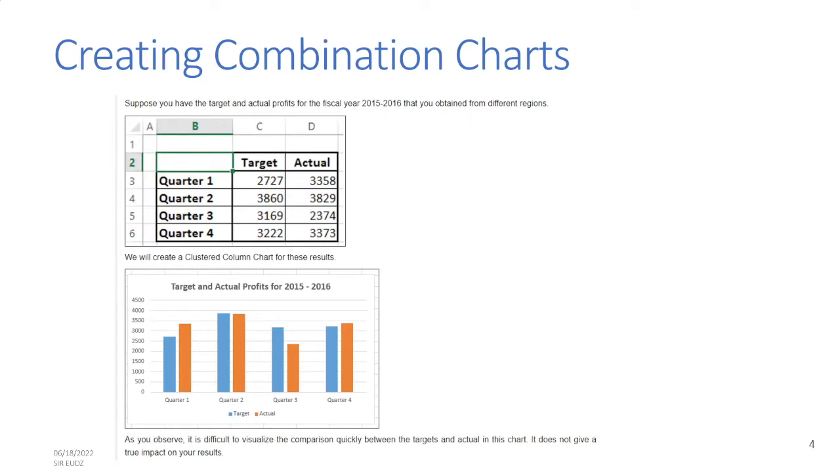Creating combination charts. Suppose you have the target and actual profits for the fiscal year 2015 to 2016 that you obtained from different regions. So we will create a clustered column chart for these results, something like this. So we have the target and the actual. As you observe, it is difficult to visualize the comparison quickly between the targets and the actual in this chart. It does not give a true impact on your results.